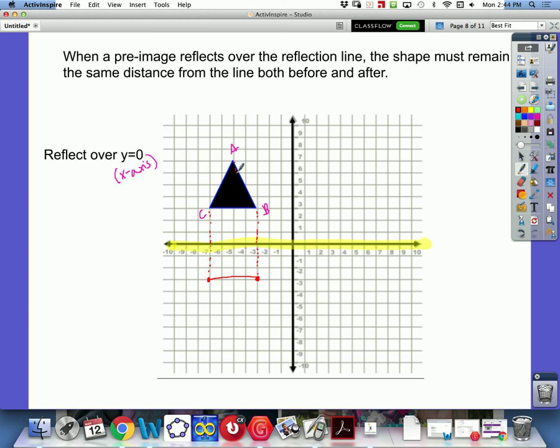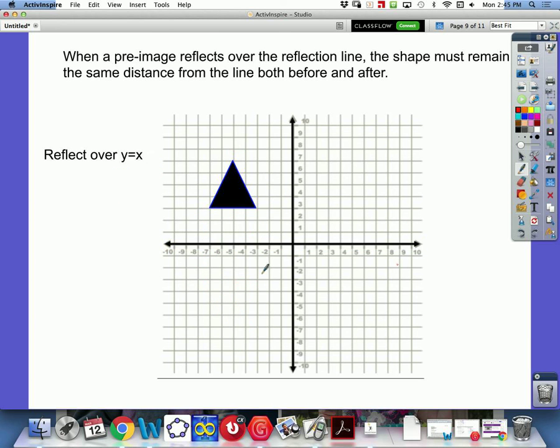And then 1, 2, 3, 4, 5, 6, 7. 1, 2, 3, 4, 5, 6, 7. So we have B dash, A dash, and C dash. So all we do is this is a counting game. We just count how far things are from the axis.